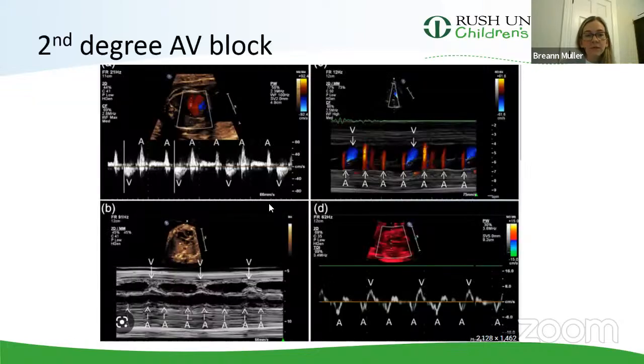So this is an example of second degree AV block. And this is a nice example of a pulse wave up here where you have pretty consistent 2-to-1. So 2 atrial contractions to 1 ventricular. And just looking at it overall, the atrial beats seem pretty consistent with their regularity and the conduction to the Vs. And you can get that also on a tissue Doppler. Tissue Doppler can be quite helpful as well.